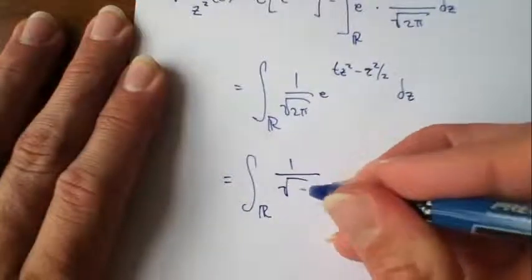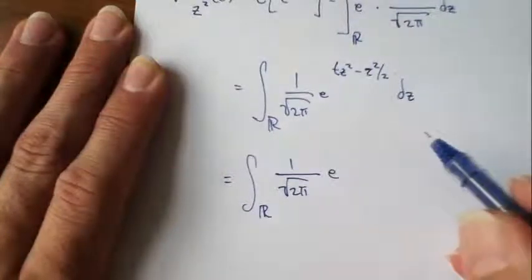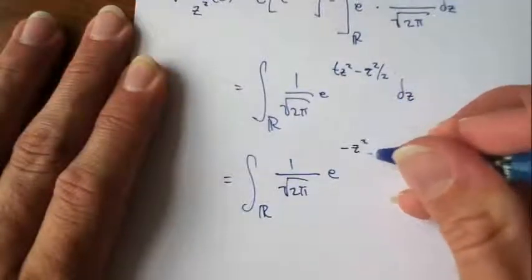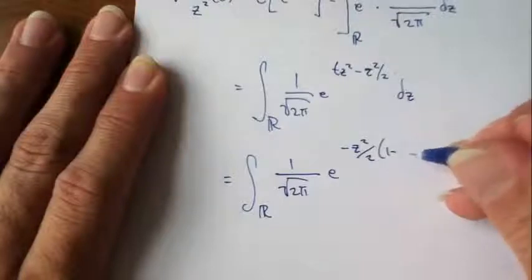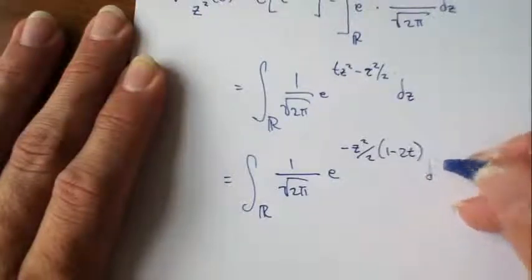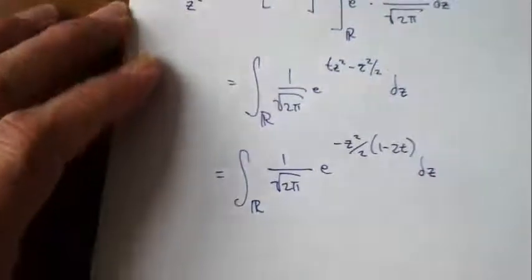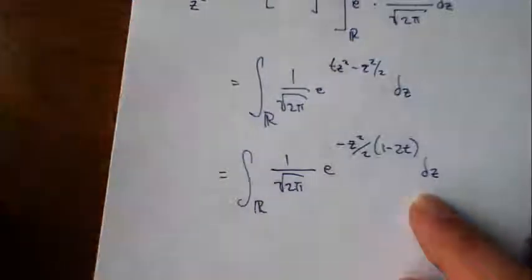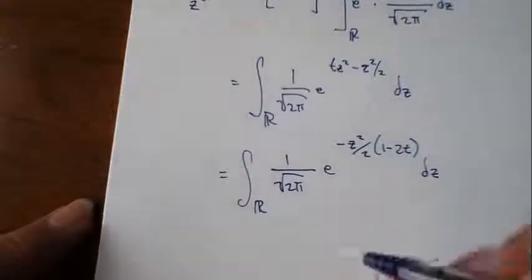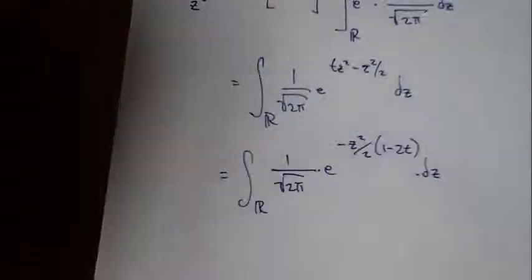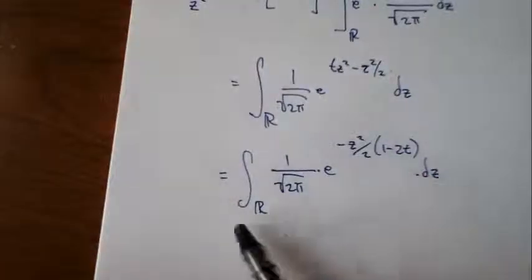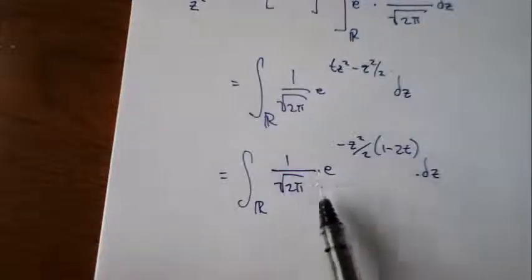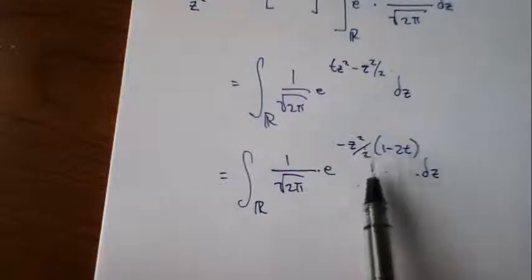In fact, I can bring that together a little bit more, make it look a little nicer, because I guess it's negative z squared over 2 times 1 minus 2t. We could write it like that. Now, take a good look at this. This is the mark of a good mathematician, folks. Physicists tend to be pretty good at this stuff, some of them anyway. Does this look familiar at all? Integral over all the reals, 1 over root 2 pi, e to the negative variable squared over 2, and then something else over here, but whatever.